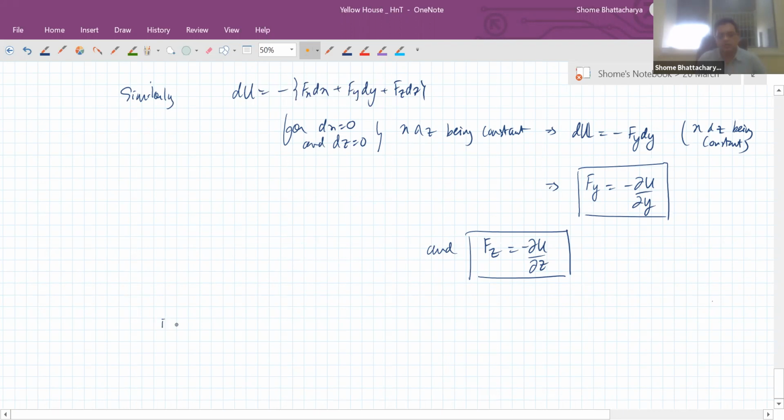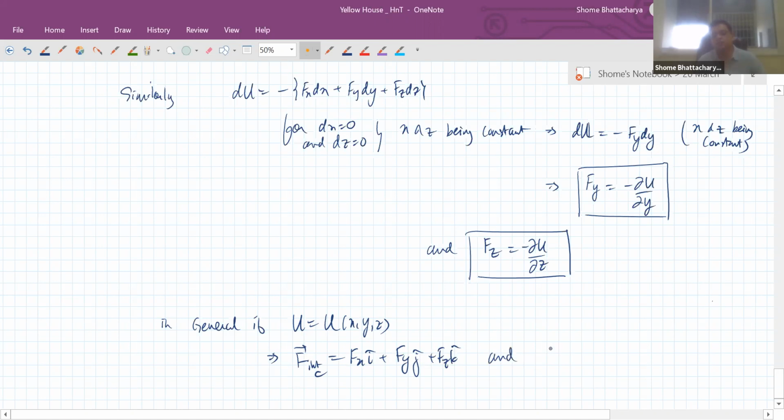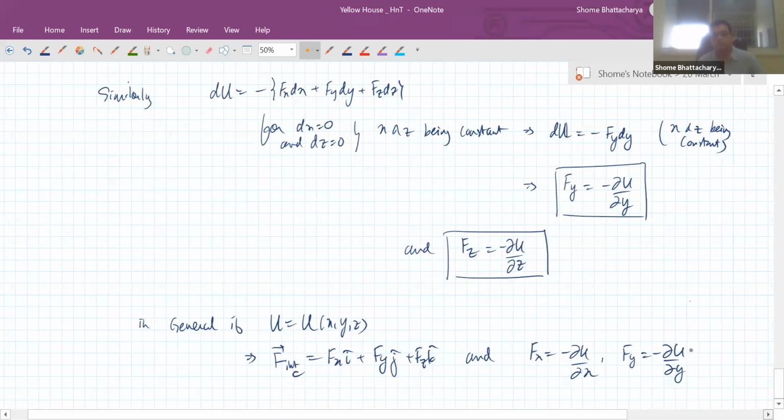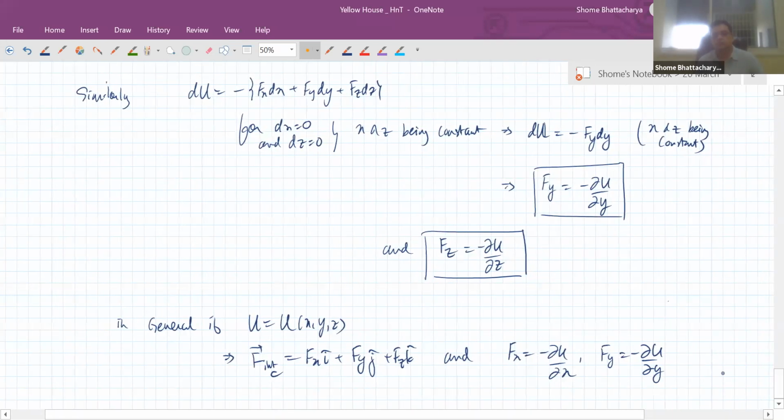So here in general, what we'll say is that if potential energy is a function of all three coordinates x, y, z, that means my internal conservative force will have all three components, fx i cap plus fy j cap plus fz k cap, and each of those components will be given by the corresponding partial gradient, but with a negative sign. So this is the final result that you have to keep in mind.